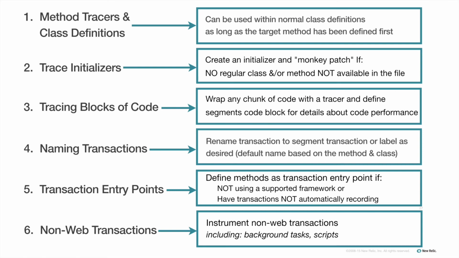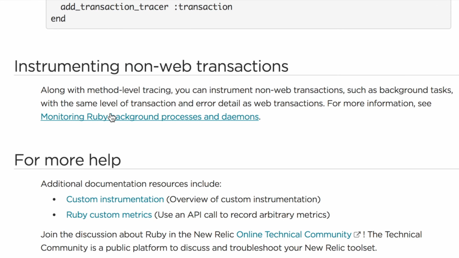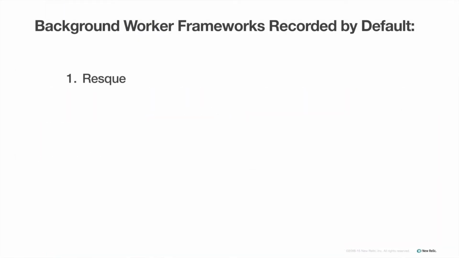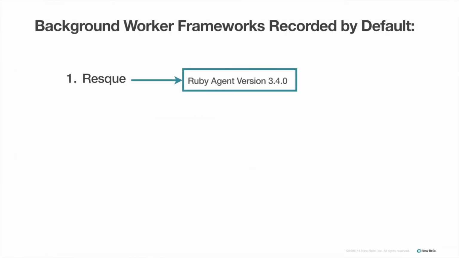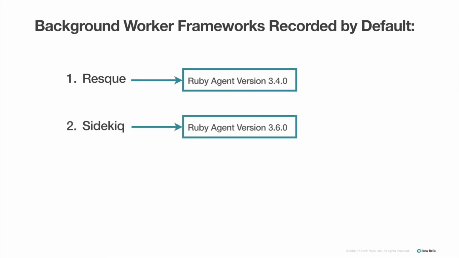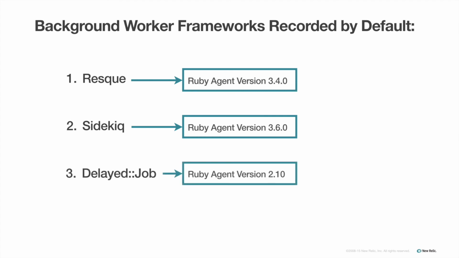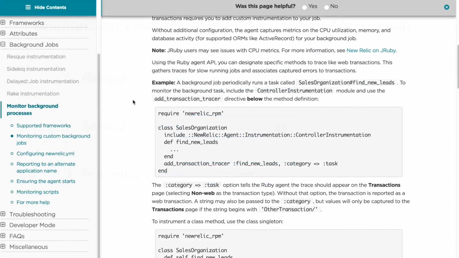Recent Ruby agent versions will record transactions for these background job frameworks by default. Resque, for Ruby agent versions 3.4.0 or higher. Sidekiq, for Ruby agents 3.6.0 or higher. And Delayed Job, for Ruby agent versions 2.10 or higher. If you are using these frameworks, monitoring background jobs should not require additional configuration.